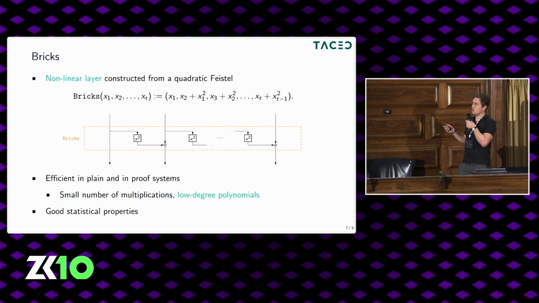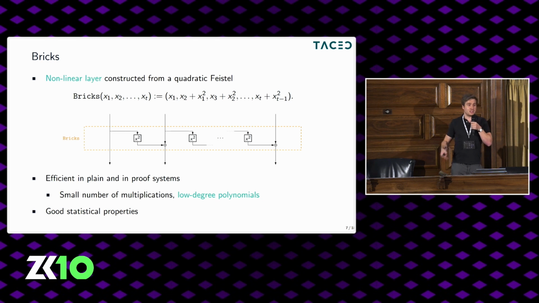The nonlinear layer we call Bricks. You can see here it is actually very simple. On the first state element, we basically do nothing. And starting from the second state element, we just add the squaring of the previous element to the state word.